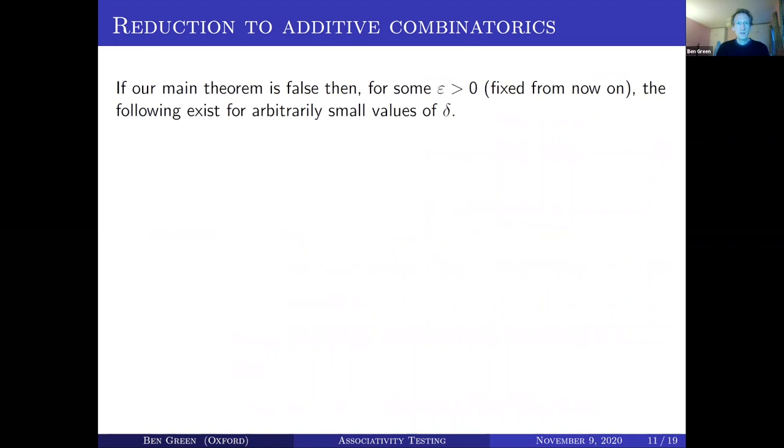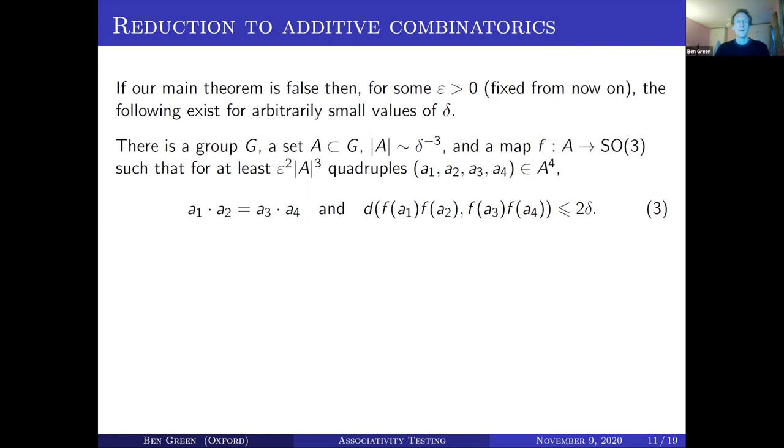Well, let me just follow up on that last slide. What this says is that if the main theorem is false, then there's some epsilon greater than zero, which I'll think of as fixed from now on, such that the following setup exists for arbitrarily small values of delta. So there's a group G, a set A in G of size roughly delta to the minus three. This is the image of our set X under the embedding. And there's a map F from A to SO3, such that for many quadruples A1, A2, A3, A4, first of all, they are what we call multiplicative quadruples in this sense, and secondly, they are respected by F. So F is weakly homomorphic on them up to an error in the range of delta.